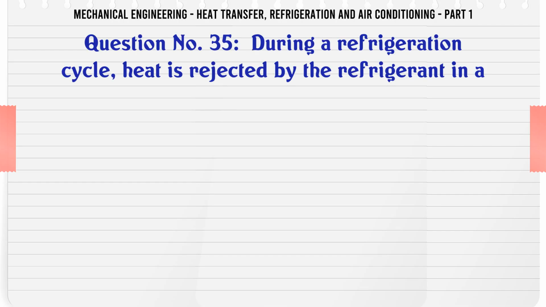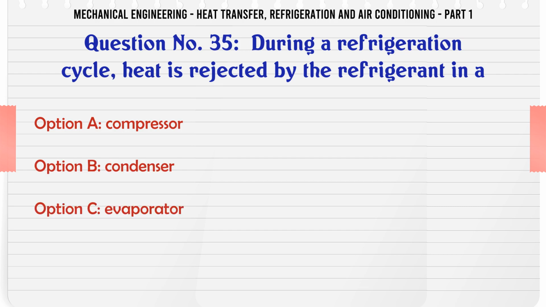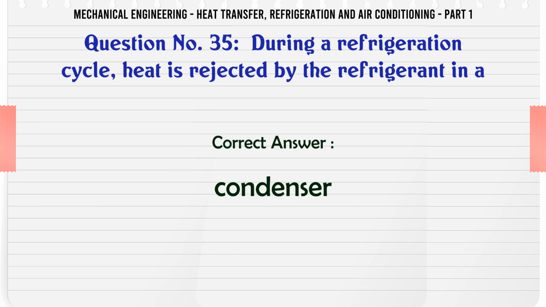During a refrigeration cycle, heat is rejected by the refrigerant in: A. Compressor, B. Condenser, C. Evaporator, D. Expansion valve. The correct answer is condenser.